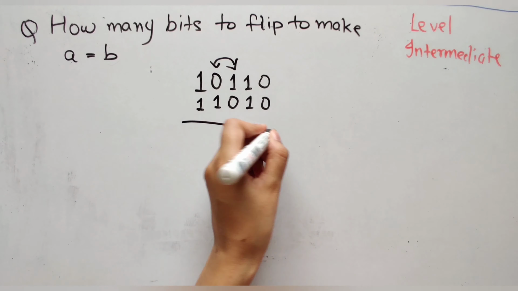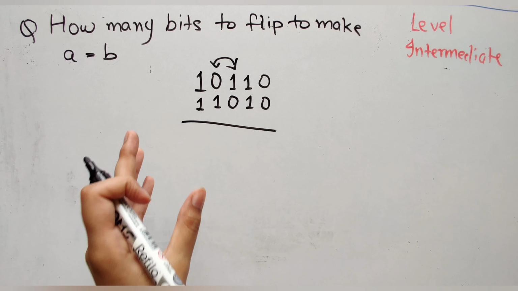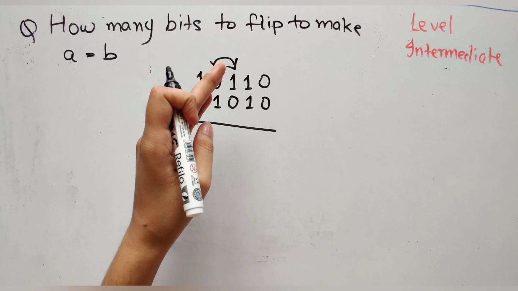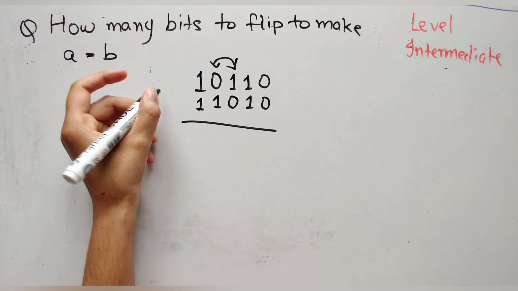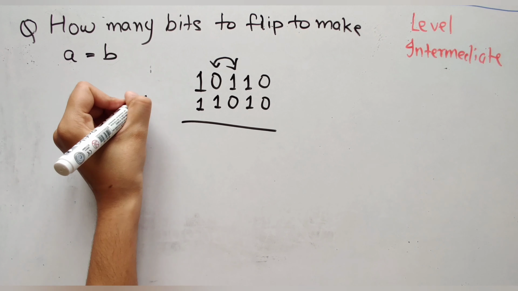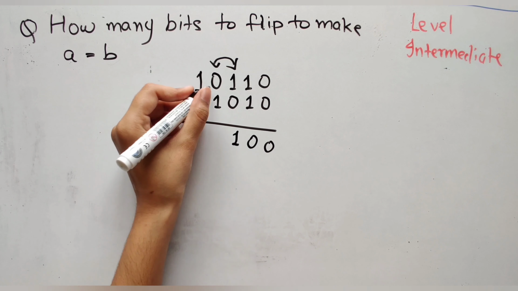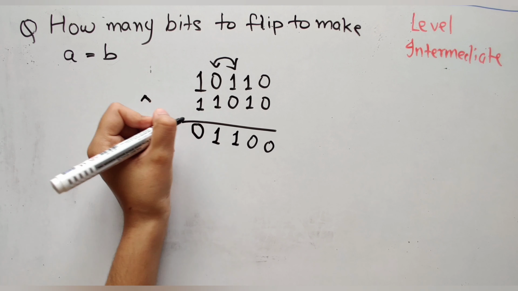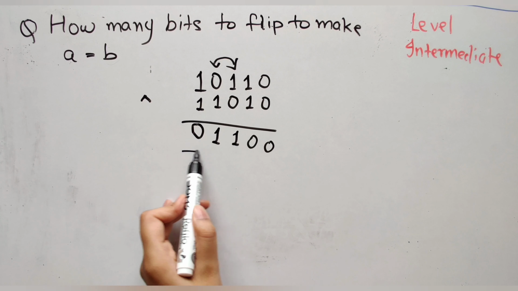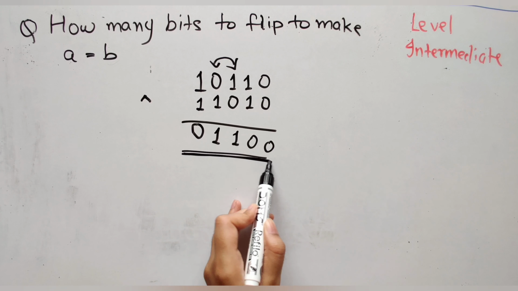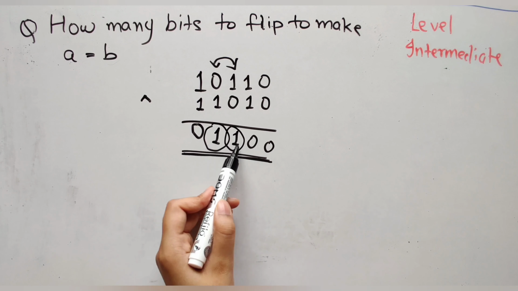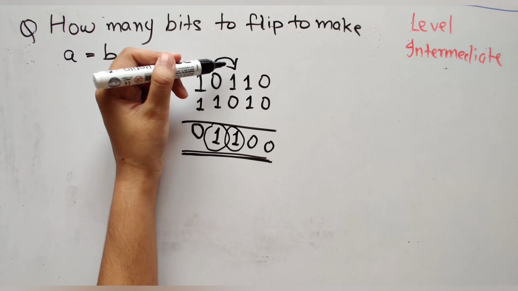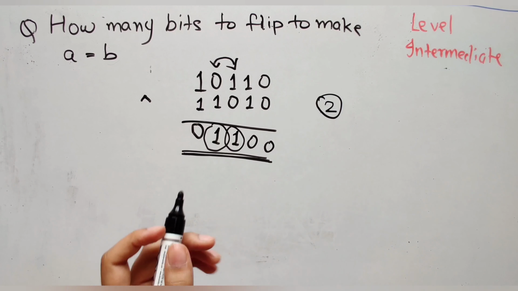What is that bitwise operation I can do so that it returns me some value which will represent that both the bits are different? It's XOR, right? In XOR, if both the bits are same, it returns me 0. However, if they are different, it returns 1. Now, in this entire bit representation that I receive, however many bits are 1, those many flips I need to do. There are 2 bits which are 1. And we know that we have to do 2 flips, right? The answer is 2.